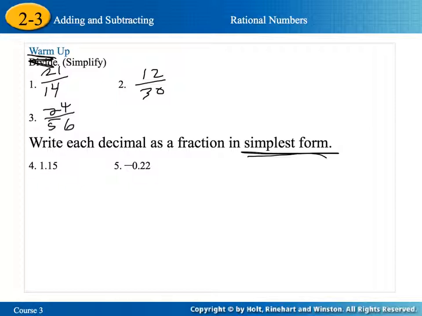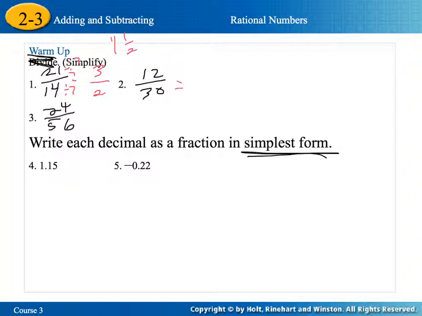All right, so if you look at this, 21 14ths can all be divided by 7, and when you divide by 7 on the top and the bottom, you will get 3 over 2. You can leave it as 3 over 2. If you want to change it to a mixed number, it would be 1 1/2.